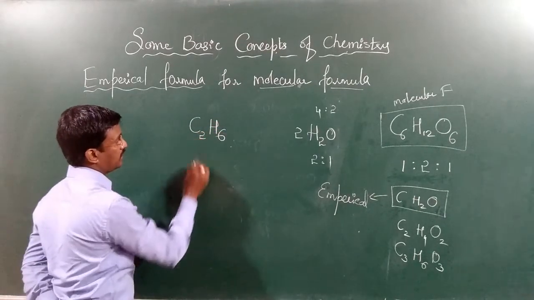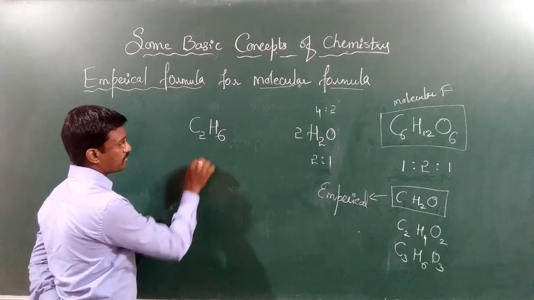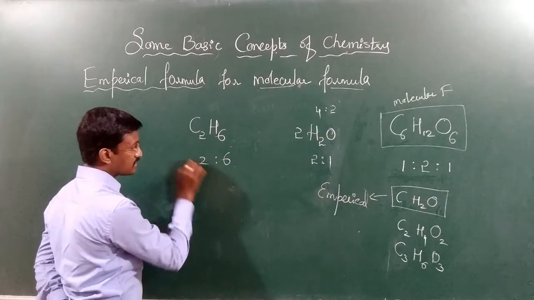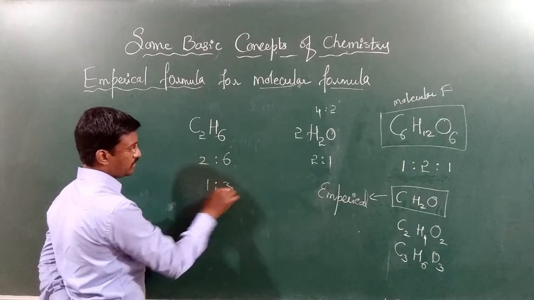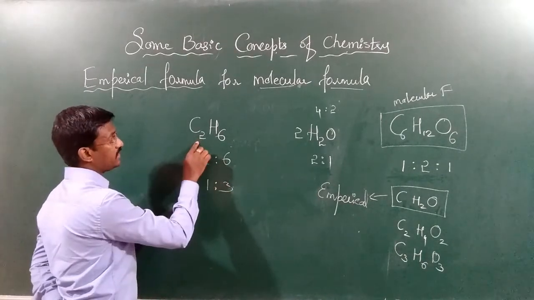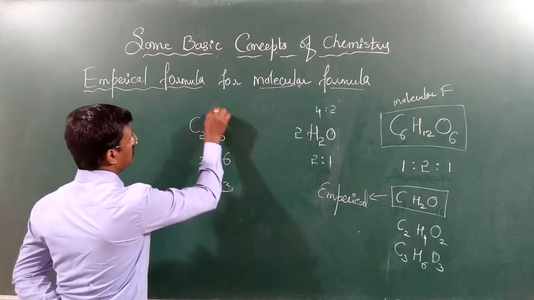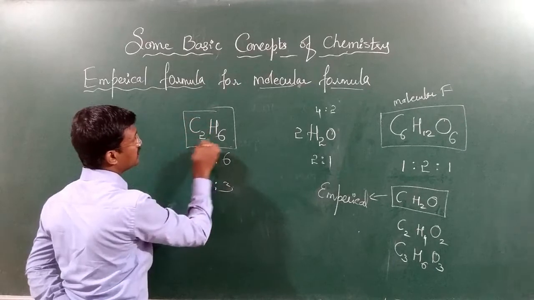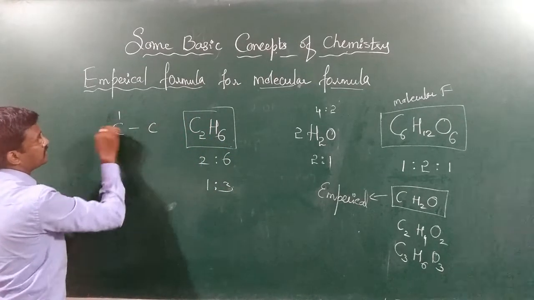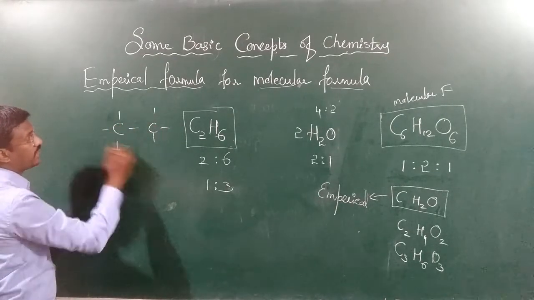Take C2H6. The number of carbons is 2 and the number of hydrogens is 6. We can write this in the ratio 1:3, because 2 ones are 2 and 2 threes are 6. The ratio of C2H6 is 1:3. If the molecular formula is exactly C2H6, can you see that carbon atoms are 2 and hydrogens are 6?